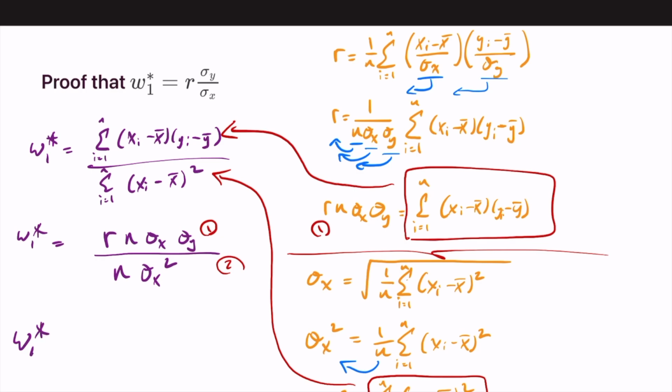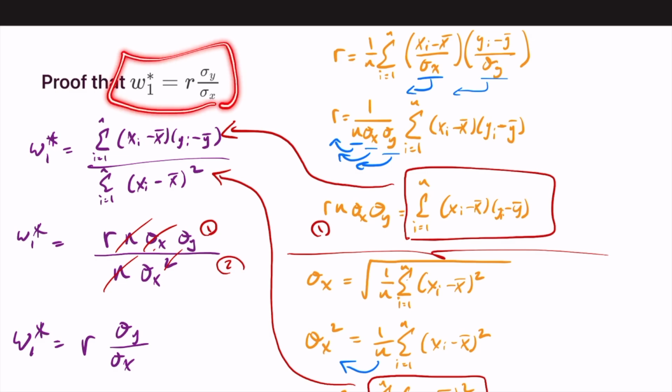Okay, so w sub 1 star equals, there's a couple of things we can do here. One, these n's will cancel out. We can remove this by taking one of these standard deviations of x and canceling it with one of these. So maybe I'll put it in red. So this n goes away, that goes away, and that goes away, leaving us with, and we'll pop the r off, r times sigma y over the remaining sigma x, and that looks a lot like what we have here.